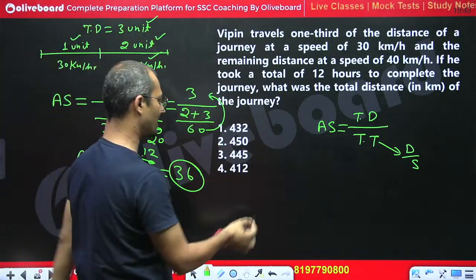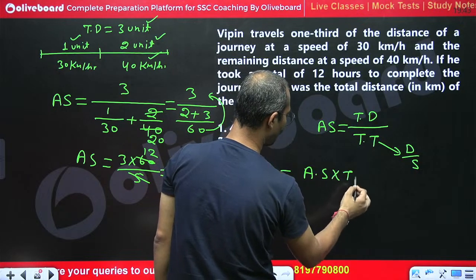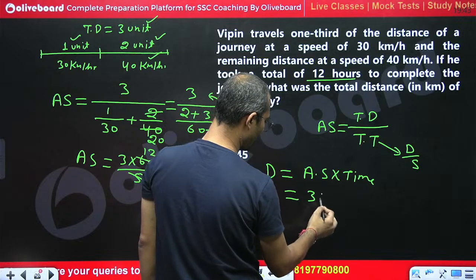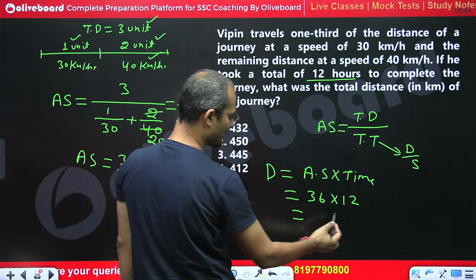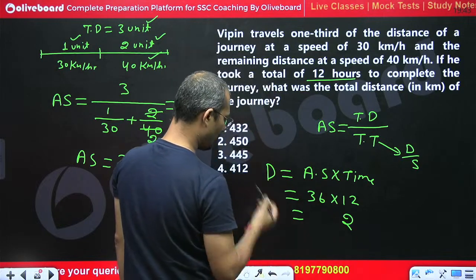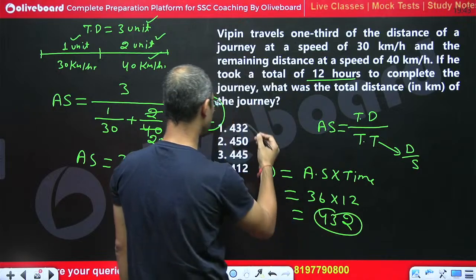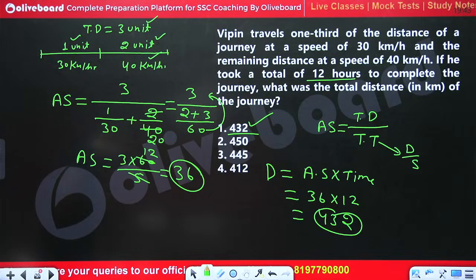So we know that the distance would be equal to average speed into time. Here we are given the time is 12 hours. So the distance would be 36 into 12. 12 into 36: 72, 2 down and carry 7, 36 and 7, 43. 432 is the right answer. Yes, 432 is the right answer. Yes, very good. Alok, you are right. Very good, very good. So moving to the next question.